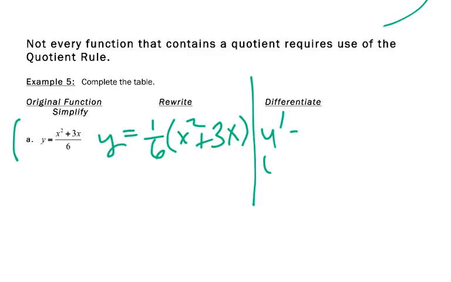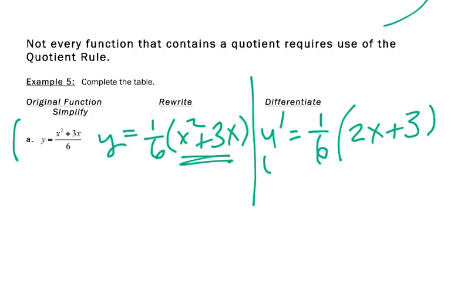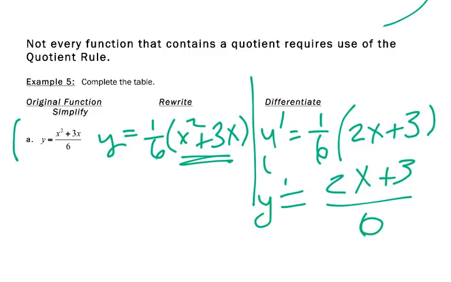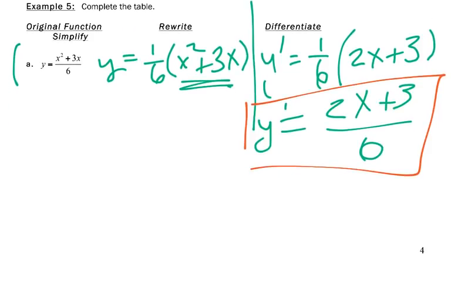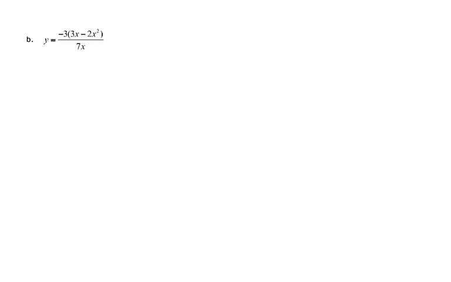So y prime is 1/6, and then differentiate the inside here, 2x plus 3. So the derivative, combined, is (2x plus 3) over 6. And we're done. That's a lot simpler than the quotient rule. All right, let's take a look at the next example. Oh, and this is a 6. There we go. All right, next example, B.